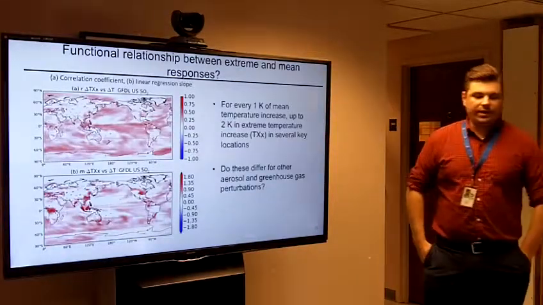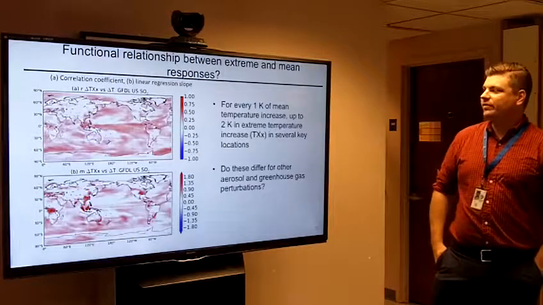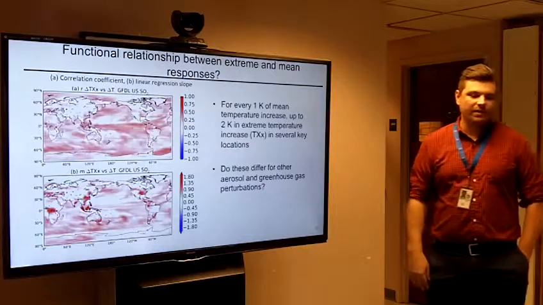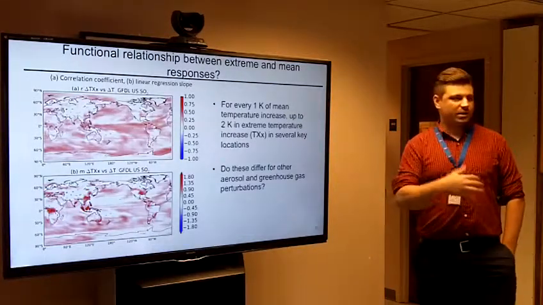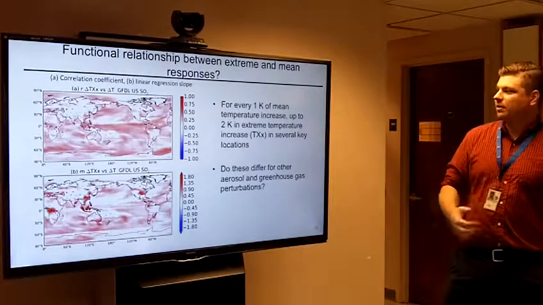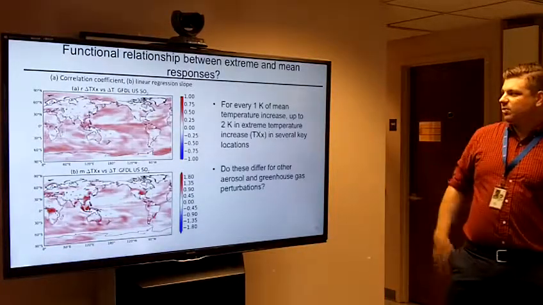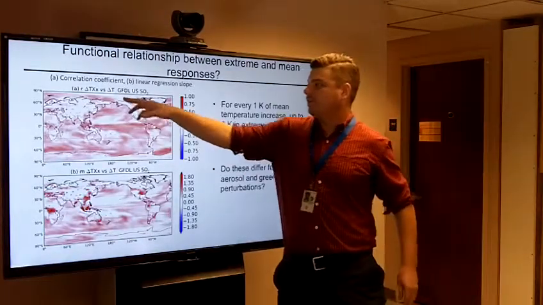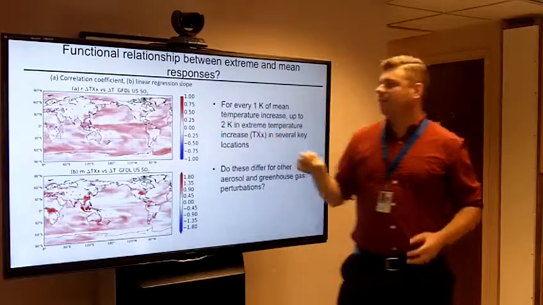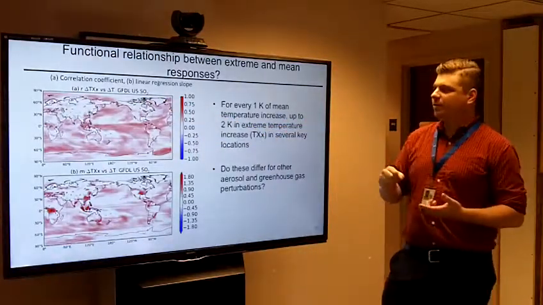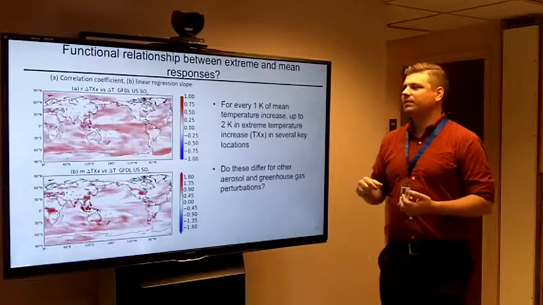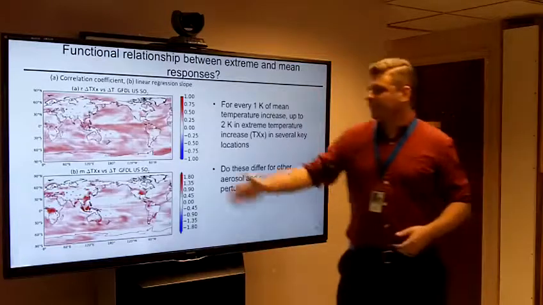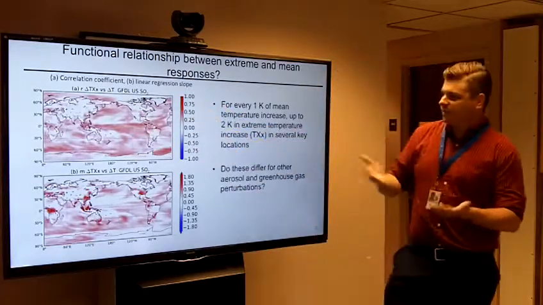And this is definitely a fresh off the grill type of plot here. One of the things that we're trying to think about is whether there is any functional relationship between the extreme and mean responses to different aerosol perturbations. That's what I'm trying to explore here with these two figures. So what I've plotted is the linear correlation coefficient of the change in the extreme temperature response versus the change in the mean temperature response to that perturbation of US SO2. And as you expect, it's mostly a positive correlation.